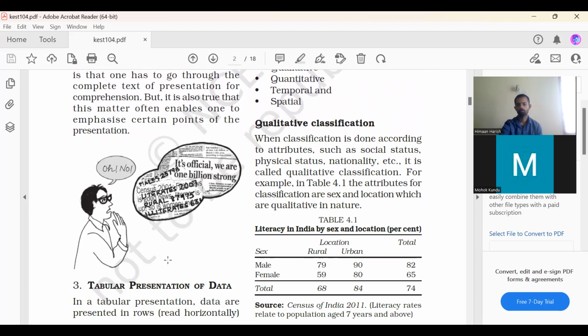It is done according to attributes such as social status, physical status, or nationality, etc. It is also called qualitative classification. For example, in table 4.1, the attributes for classification are sex and location, which are qualitative in nature.